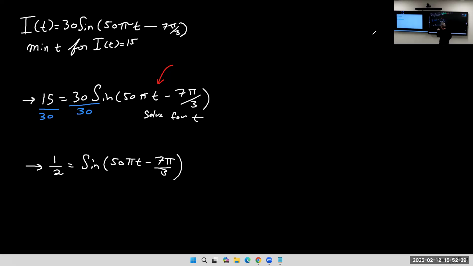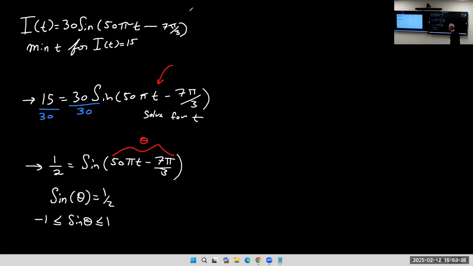So roughly, what I'm looking at right here is sine of some angle equals 1/2. This is our angle. So sine of some angle, that's a pretty ugly angle, equals 1/2. But we know on the unit circle where sine equals 1/2, right? Because we know that sine can only take values between -1 and 1. We know that's true. But we happen to have memorized where sine equals 1/2.